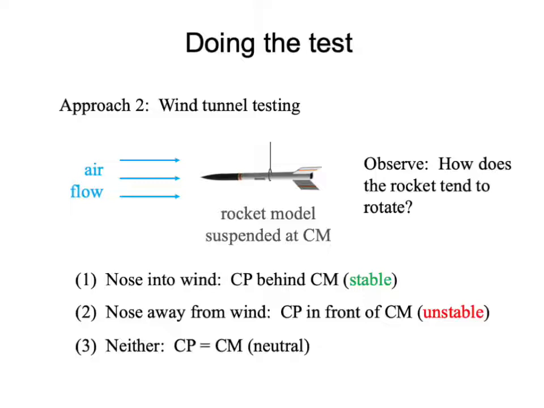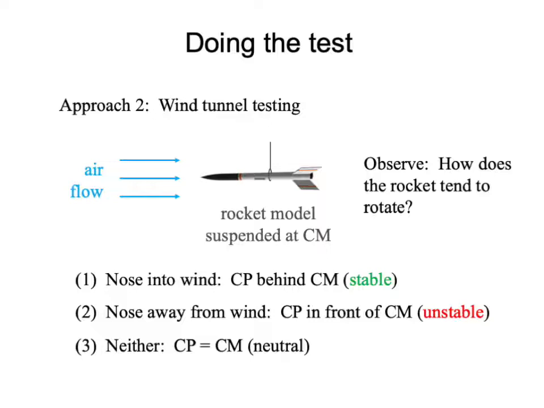But you also might observe that the rocket noses away from the wind. If it has a slight angle of attack, it would tend to go farther away from the wind. And so that means that the center of pressure is in front of the center of mass, and the rocket is unstable. And if neither is true, if the rocket is equally happy to fly at any angle in the wind, then the center of pressure and the center of mass are actually at the same point, and you're neither stable nor unstable. You have neutral stability.